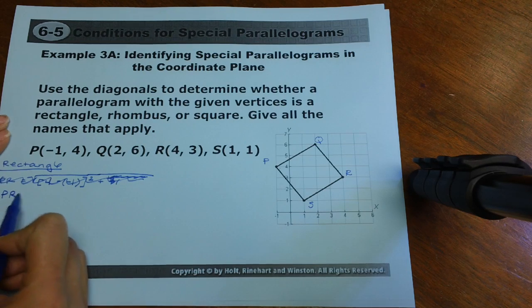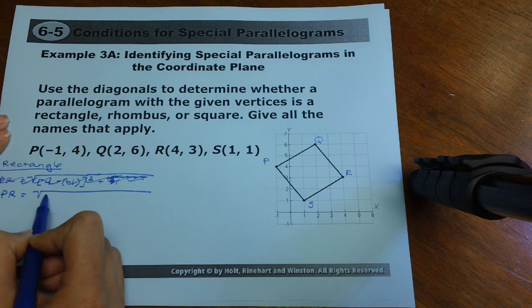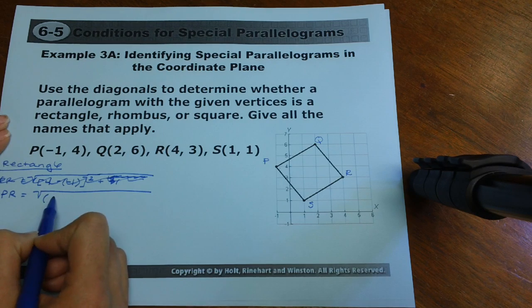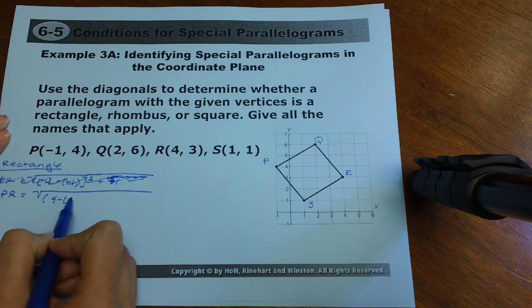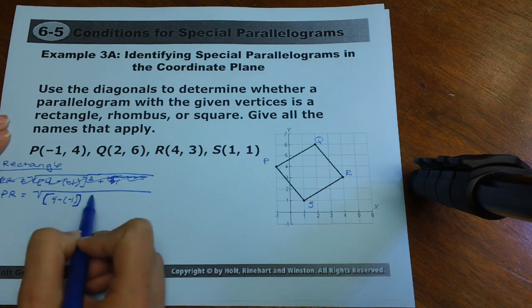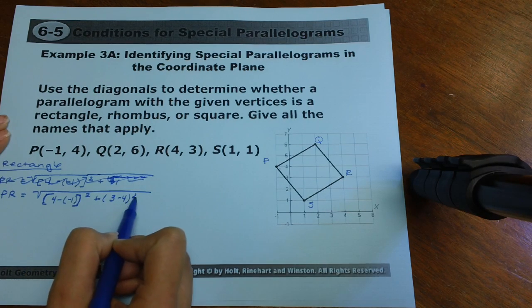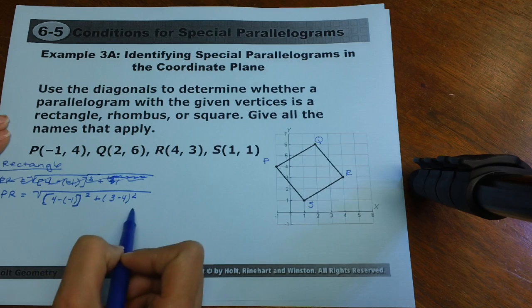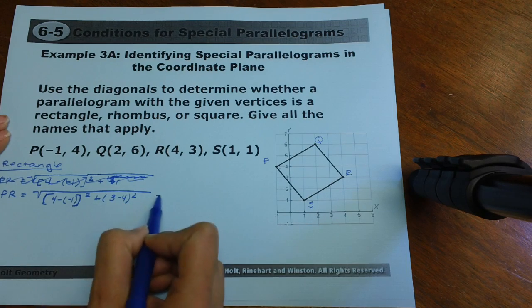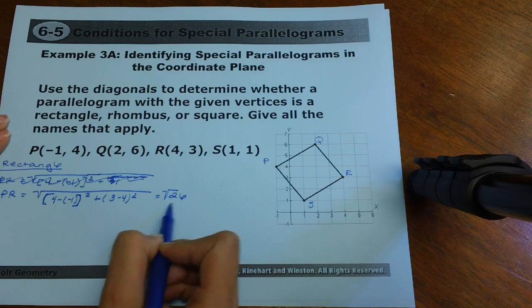So we've got PR. We're going to subtract 4 and -1, plus 3 minus 4. And if you work out the math, that ends up being the square root of 26.